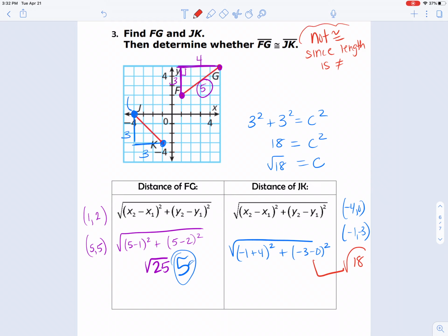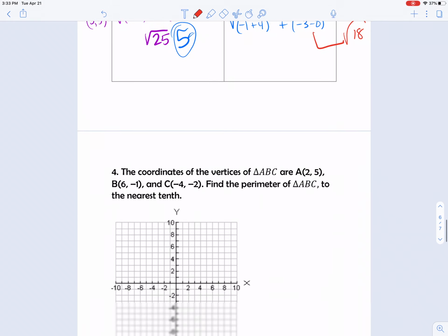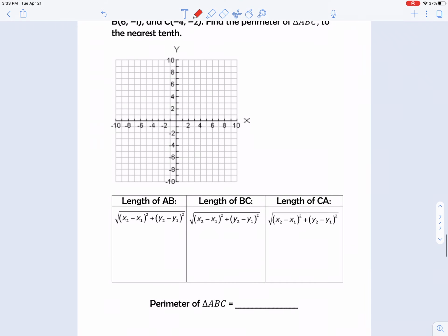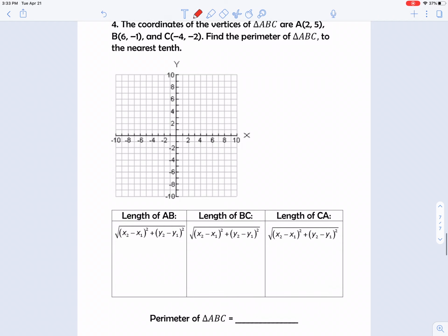So that's kind of getting you ready for what we're going to be doing next week with the proofs, using distance formula to show that sides are either congruent or not congruent. Okay, and lastly, this is what we did in the beginning of the year, the perimeter, but we used the Pythagorean theorem to find all three lengths.